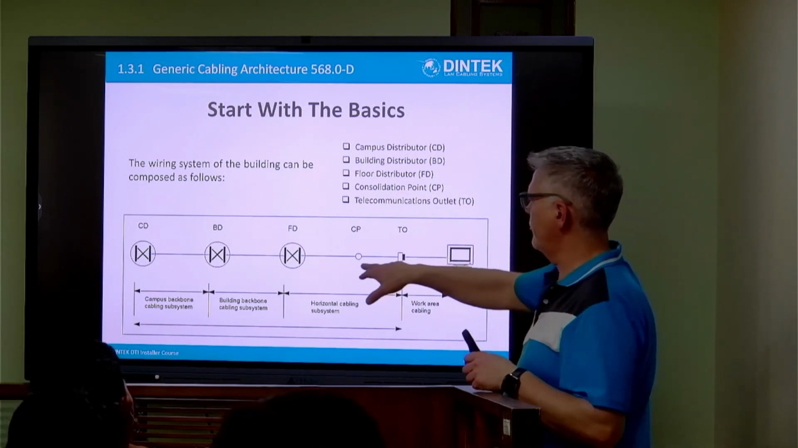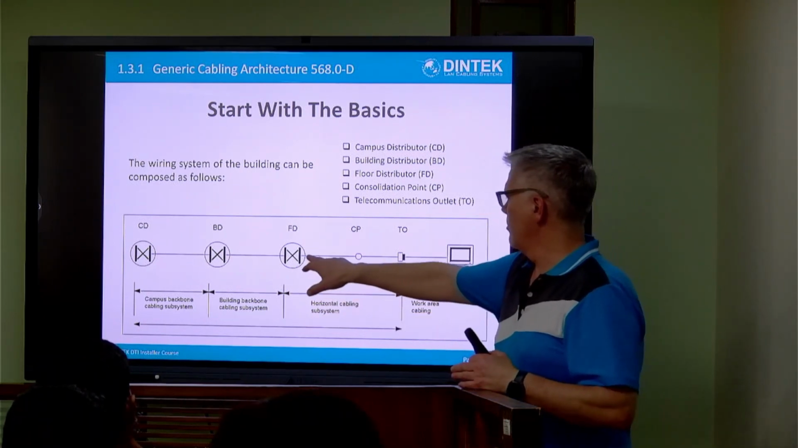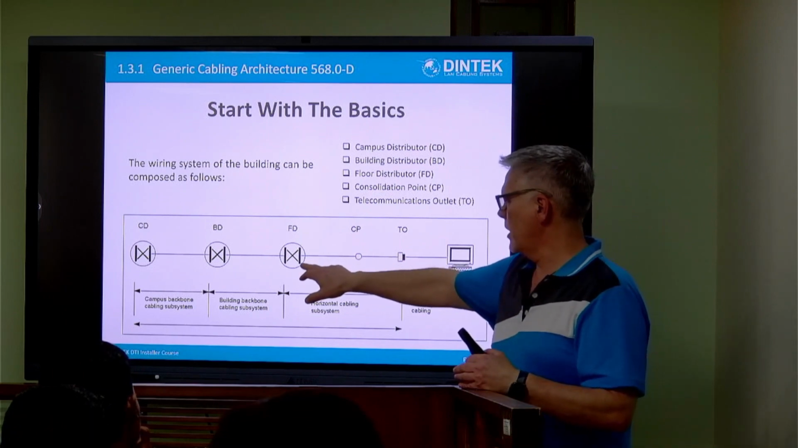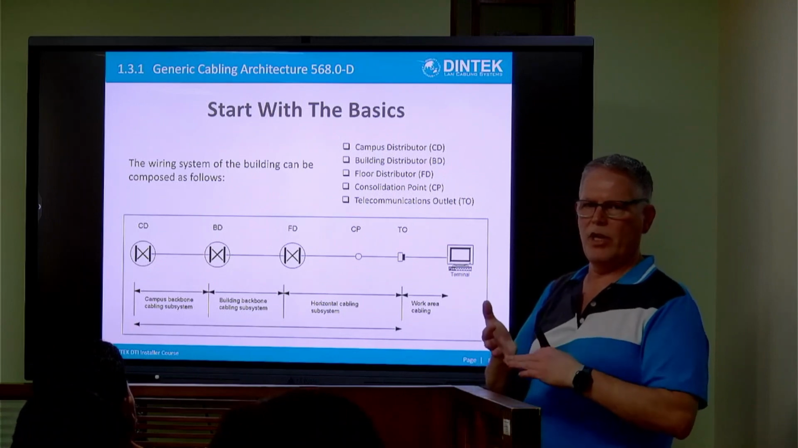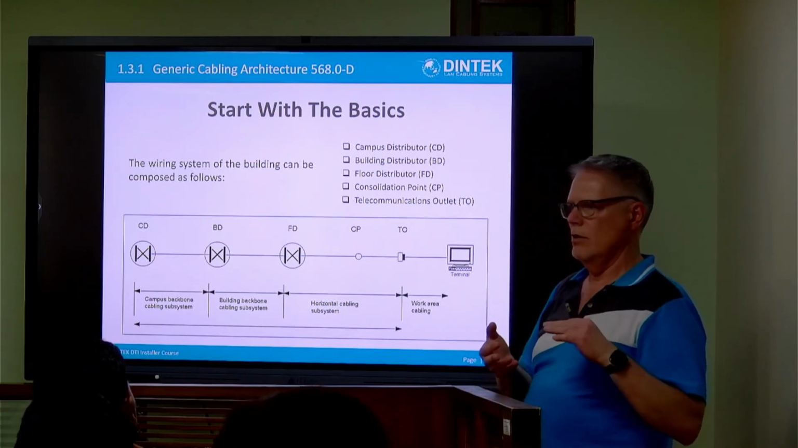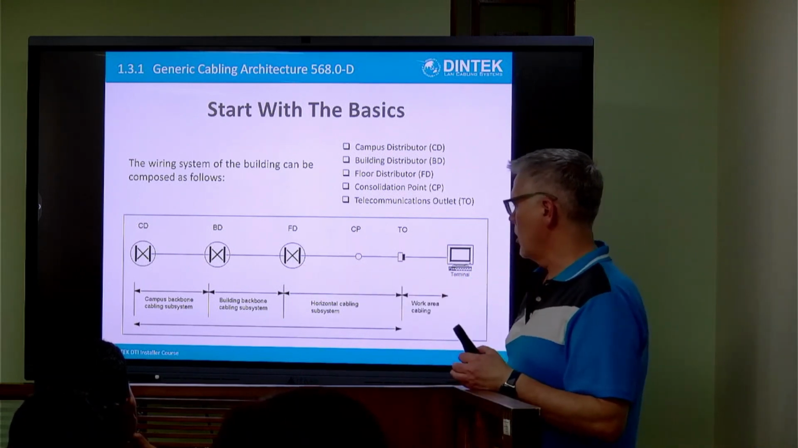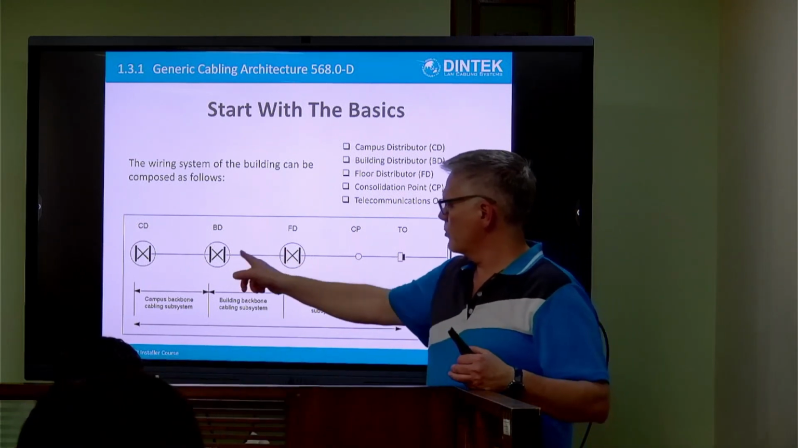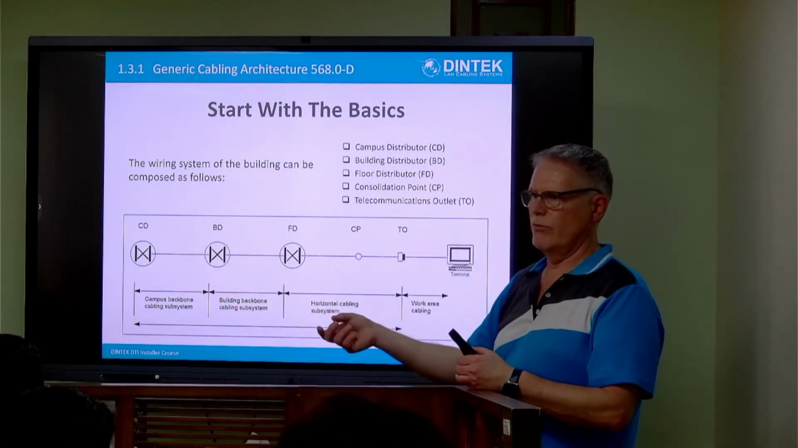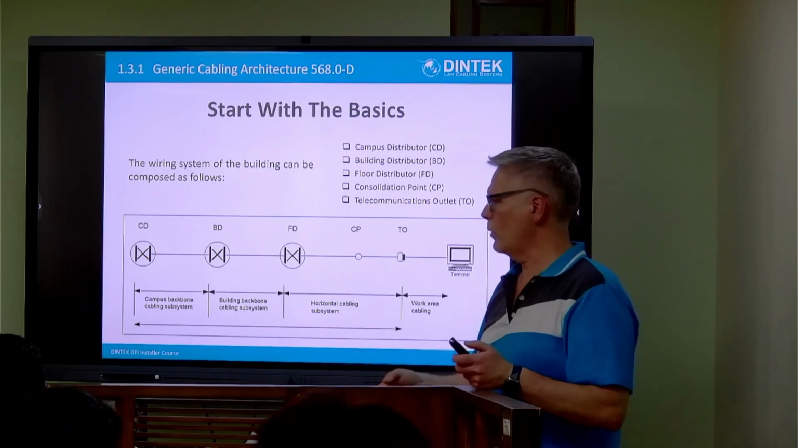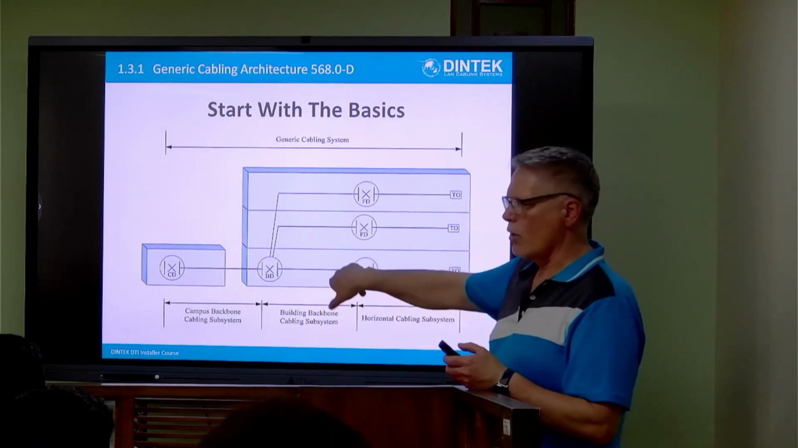In between these different distributor points, we've got the cable that runs between them. From our floor distribution to our telecommunications outlet, that's going to be our horizontal cable. So essentially, a 4-pair twisted cable, whether it's UTP, Cat6, Cat6A, that's our horizontal cable. But of course, when we're running between building, floor, and campus distribution points, that's going to be referred to as our backbone cable.